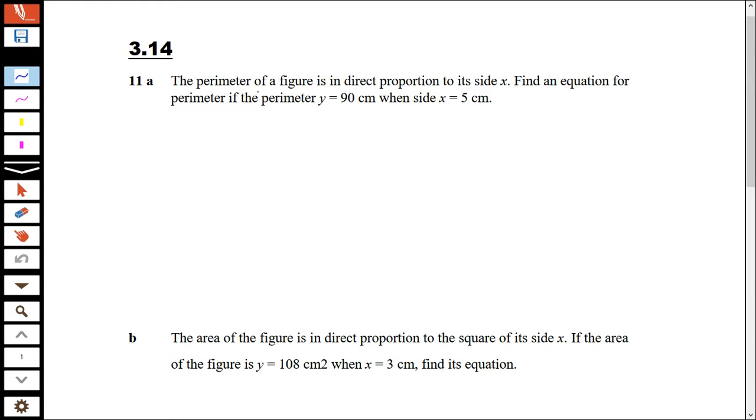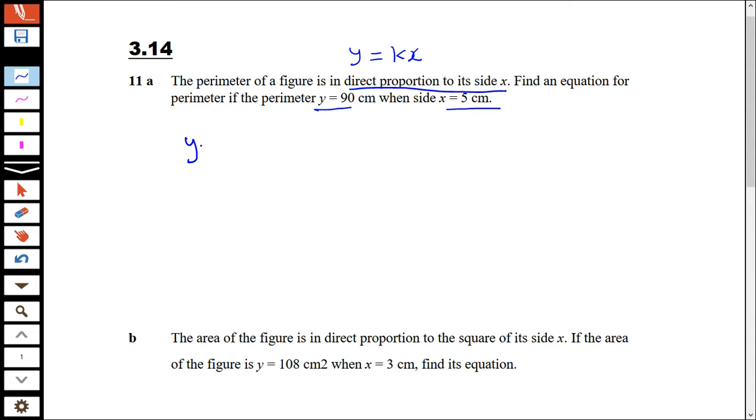So first question says the perimeter of a figure is in direct proportion to its side x. Now, as soon as you can see that it's in direct proportion, that means you've got linear variation, so y equals kx there. We've got to find an equation for perimeter if the perimeter y equals 90 when x equals 5.